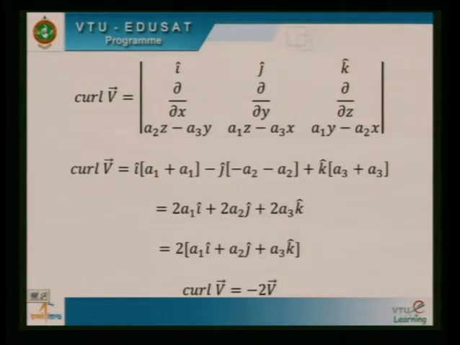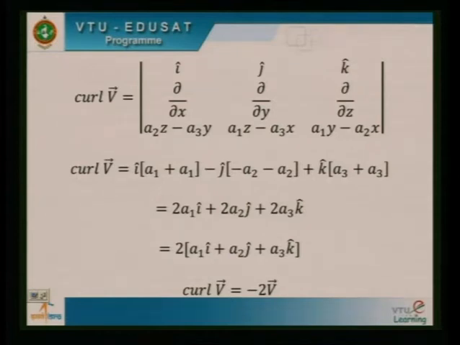Curl V vector is equal to i vector, open the bracket, leaving the first row and first column, dou by dou y of a1y minus a2x. Differentiating partially with respect to y, you get a1. Similarly, minus dou by dou z of a1z minus a3x; differentiating partially with respect to z, a1z gives a1, a3x gives 0, then minus into minus is plus, you get a1 plus a1.